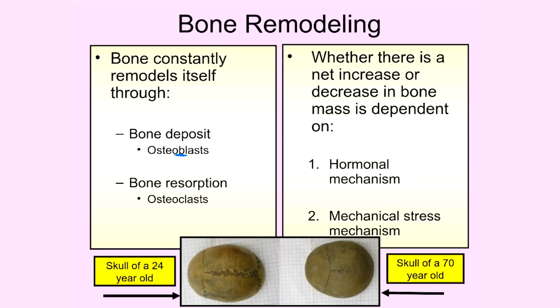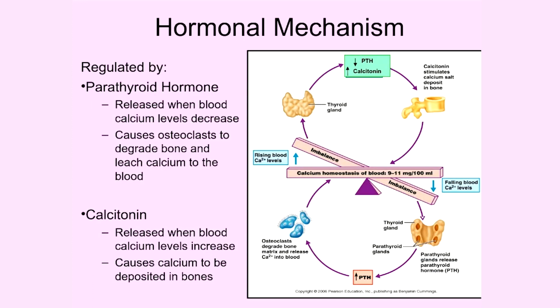So stressing the bones is another thing that will cause there to be either a net increase or a net decrease in bone density over time. With this next slide, what I want to do is talk a little bit about that hormonal mechanism and what's actually going on. This diagram represents what's going on in the hormonal mechanism.